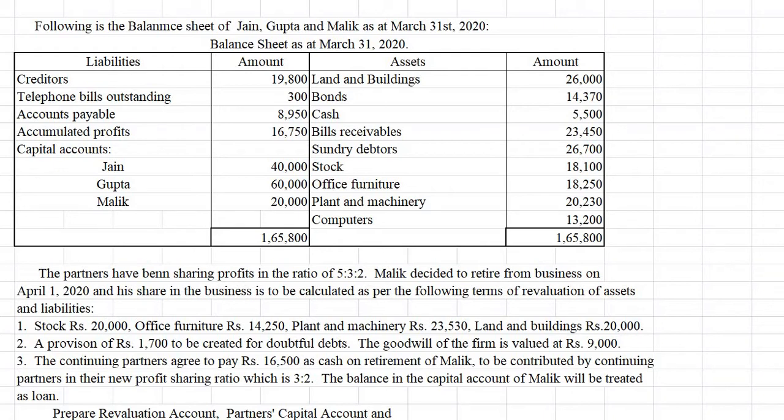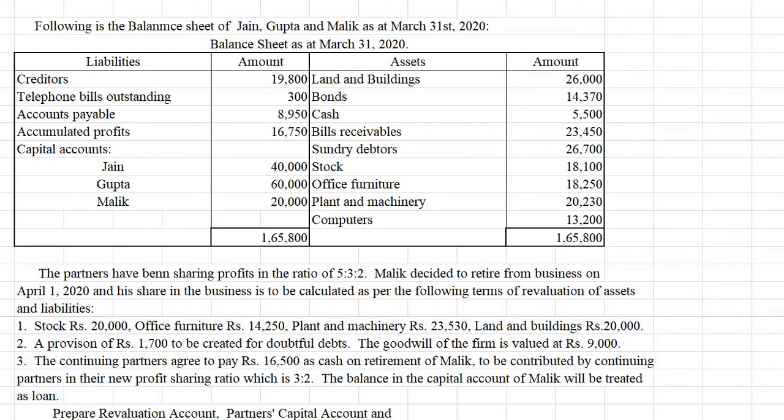major adjustment here. The continuing partners agreed to pay rupees 16,500 as cash on retirement of Malik. So Malik is given 16,500 immediately, and that will be contributed by the continuing partners in their new profit sharing ratio, which is 3:2. That means Jain and Gupta are bringing 16,500 rupees into the business in 3:2 ratio. So we have to adjust this in their capital account. And the balance in the capital account of Malik will be treated as loan. So remaining balance after paying 16,500, how much is left? That will be transferred to his loan account.